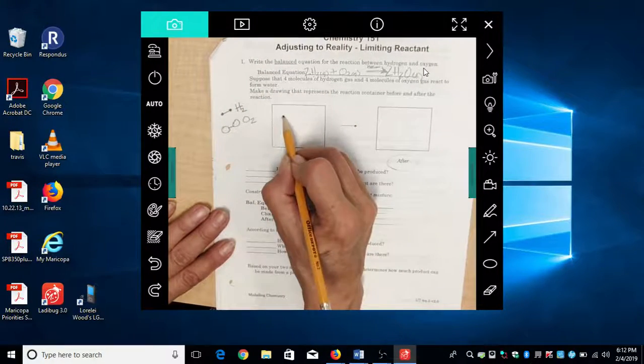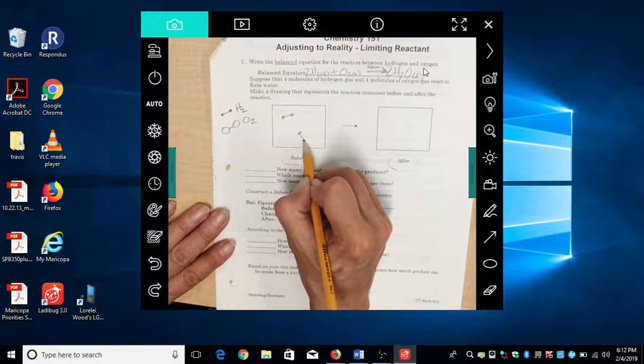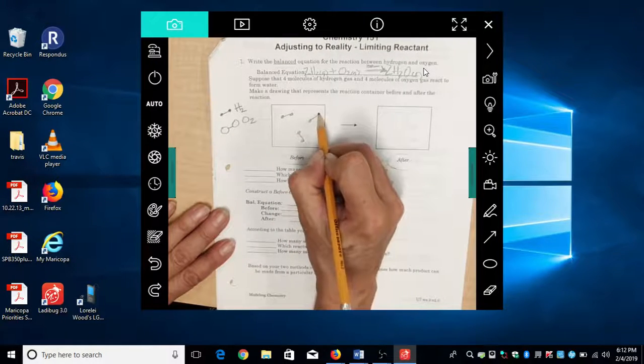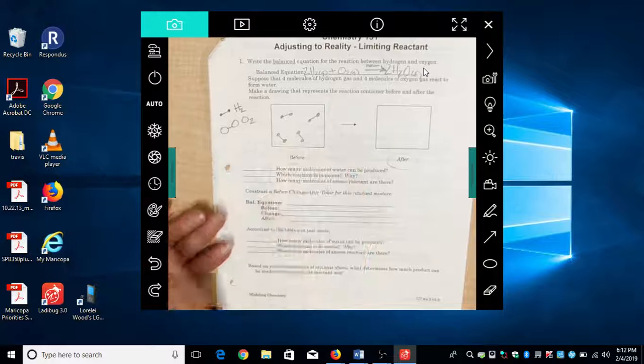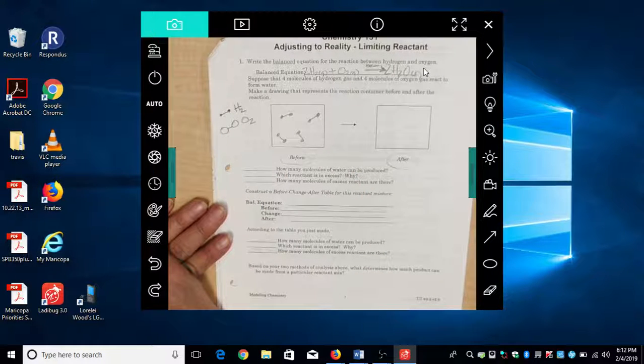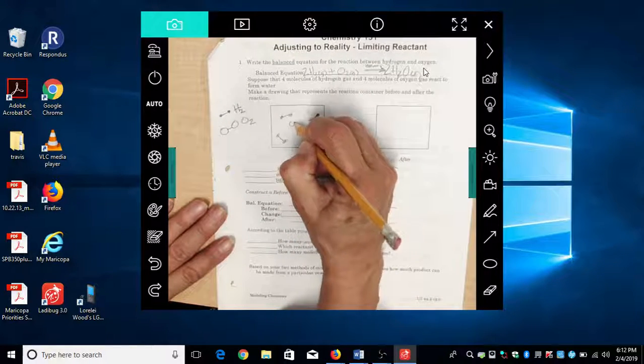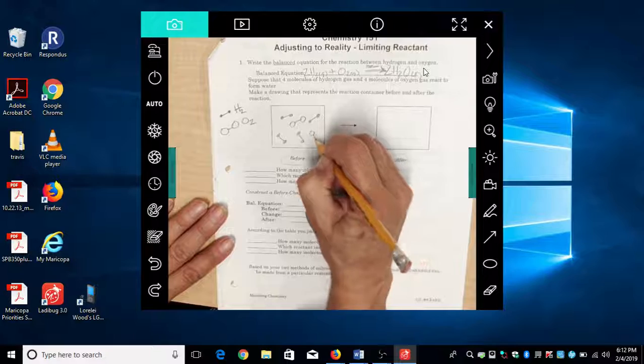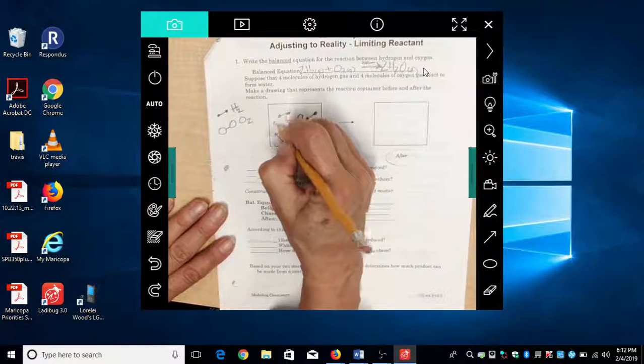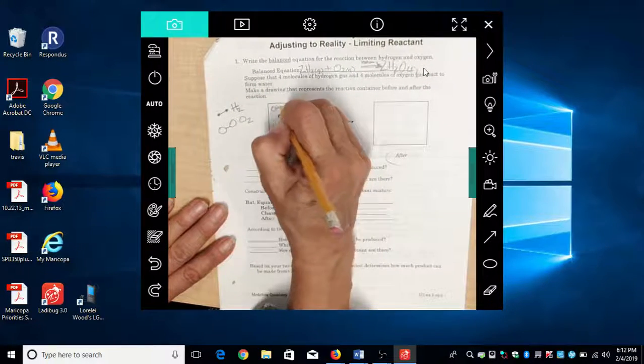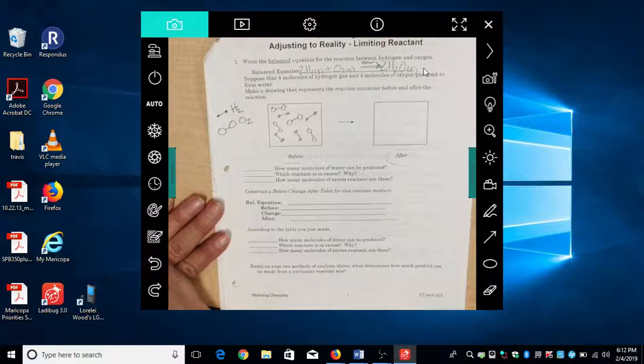So it says, suppose that 4 molecules of hydrogen gas. So I got 4 of those. So please draw them in. 1, 2, draw them in randomly, like gas molecules would be, right? They're randomly contained in the box, and they have all kinds of motion. They're moving all over the place. So I got 4 of those. And 4 molecules of oxygen gas. So draw in the 4 molecules of oxygen gas. 1, 2, 3, 4. All right, so I got 8 molecules of gas in my container.